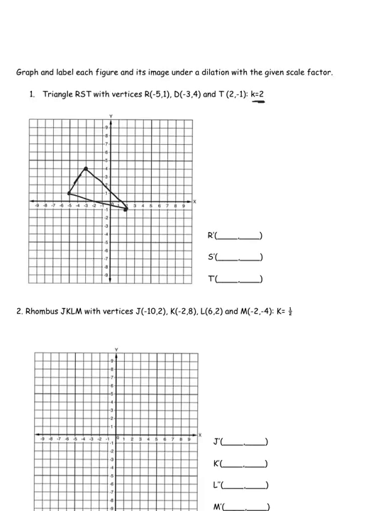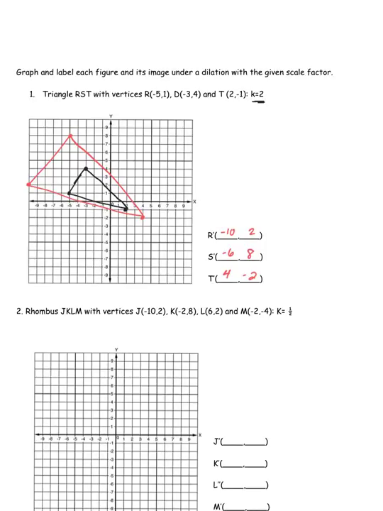So for the next one, we multiply everything by 2. So R prime is (-10, 2). S prime is (-6, 8). And T prime is (4, -2). So let's do that: (-10, 2), (-6, 8), and (4, -2). And so it just got twice as large, and there it is. All right, so that's simple enough.